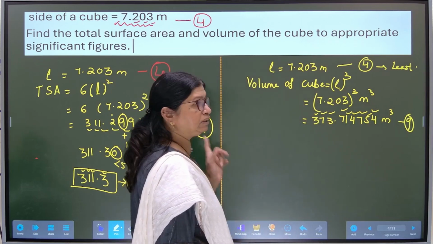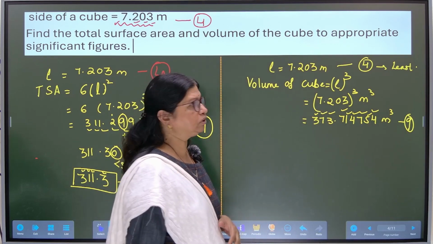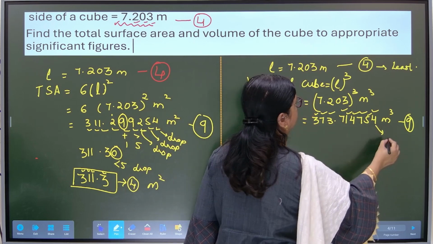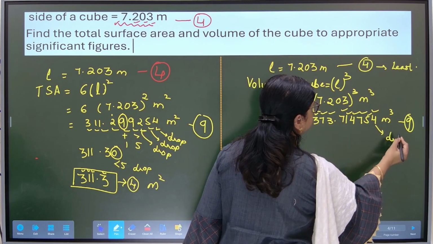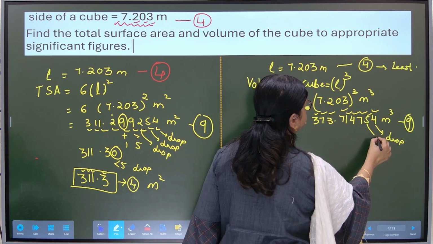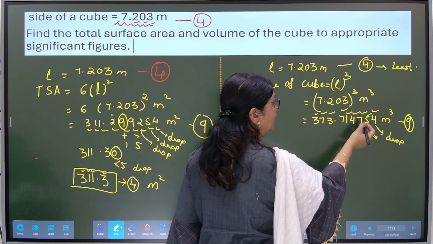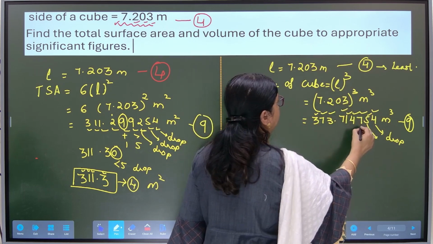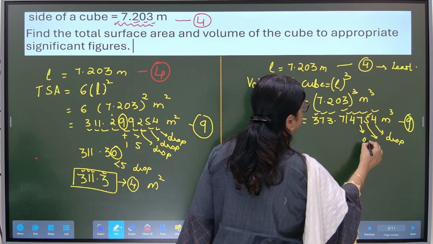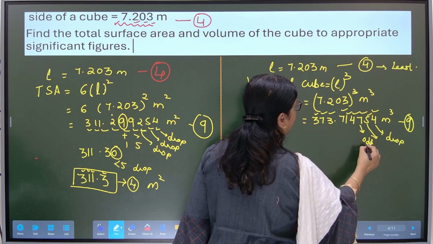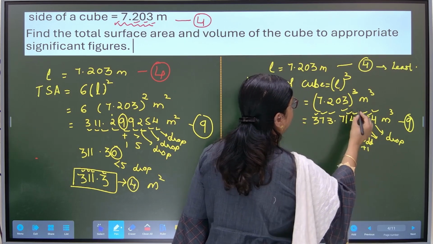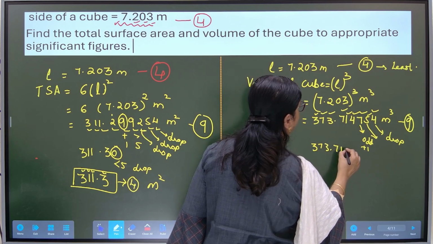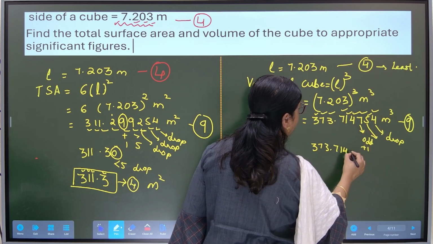So again I follow the same procedure. What is the procedure? I go to 4. 4 is less than 5. Drop. I go to 5. Drop. I go to 7, it is preceding 5. This preceding digit, it is odd. So what do I do? Add 1. So what do I get here? 373.714. 7 plus 1, 8.